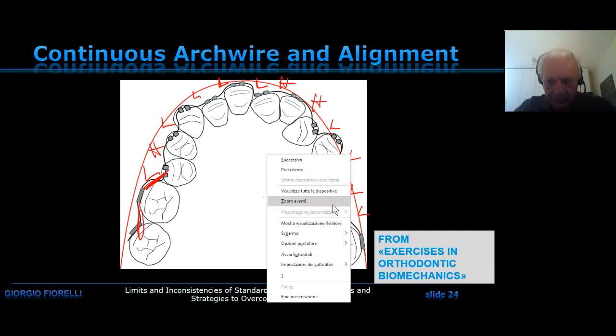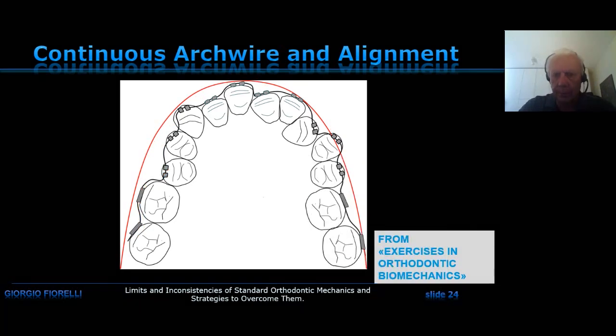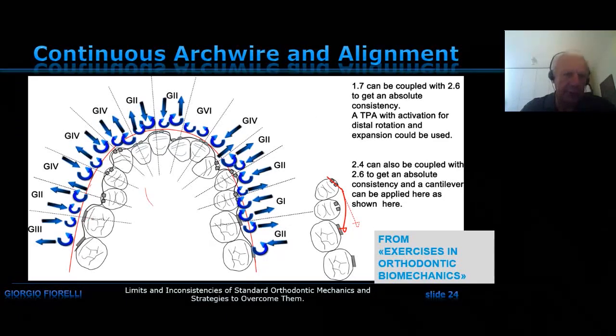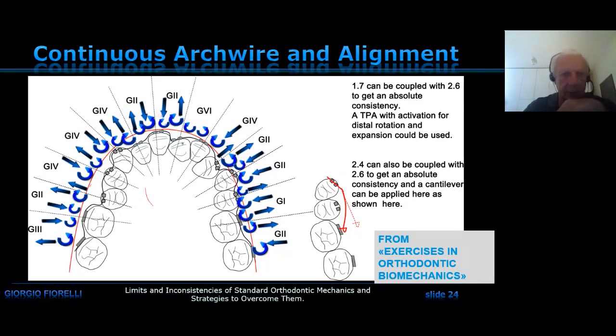So now I just want to show you what the whole story is. This diagram tells you that there is a geometry for every two bracket system. But one thing is important when you work with the continuous arch wire: there are situations where there are two geometries acting on the same tube.